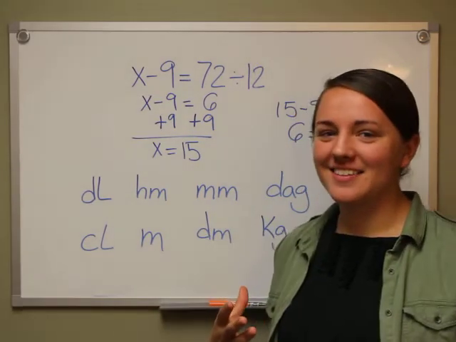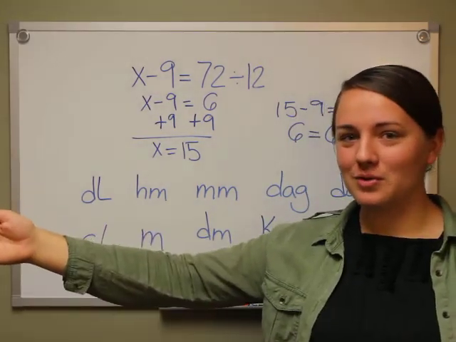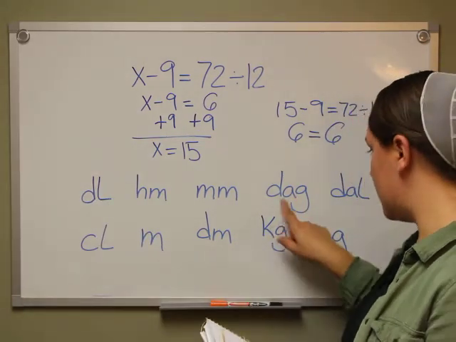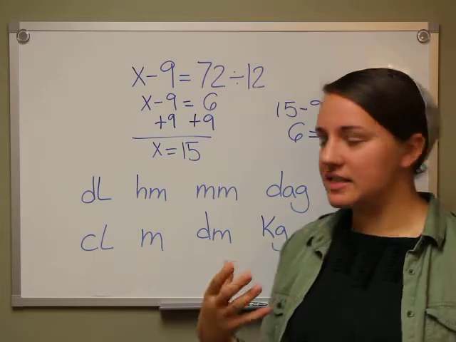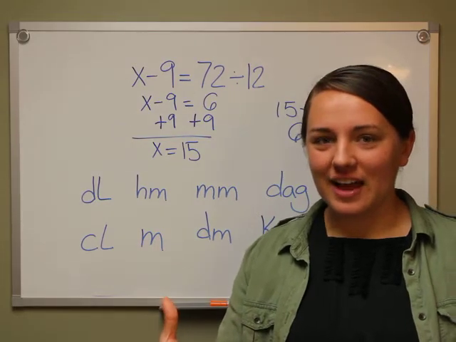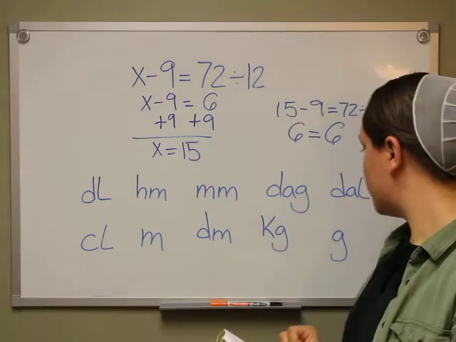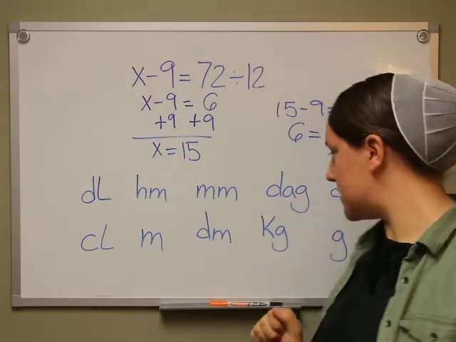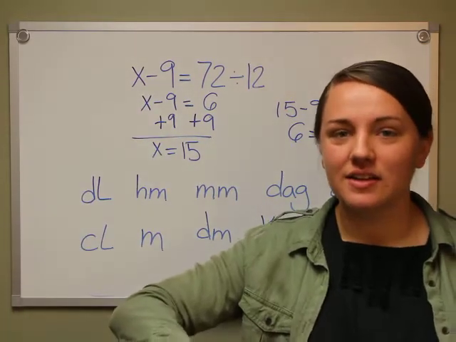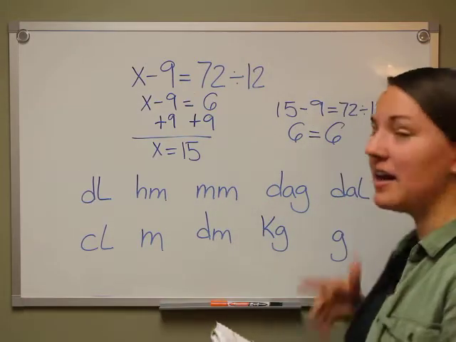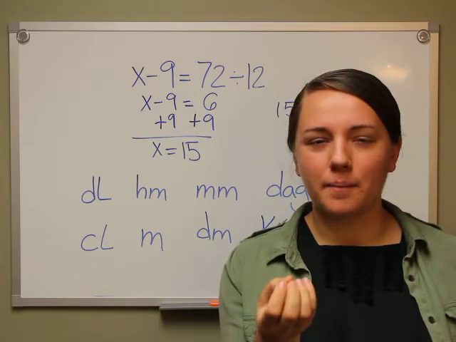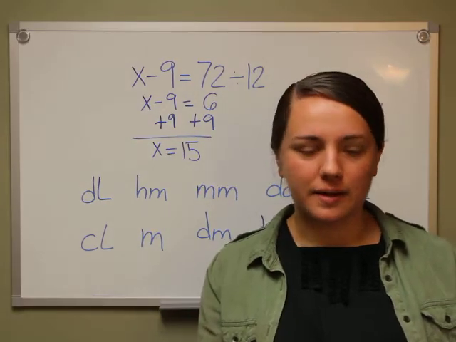What about a meter? A meter stick, right? That's a meter. Just a D is deci. Decimeter. 1/10 of a meter. So that's about this much. About the width of your palm is a decimeter. A kilogram. Kilo means 1,000, so it's 1,000 grams. And a gram is simply 1 gram, which is about the weight of a paper clip. Okay.